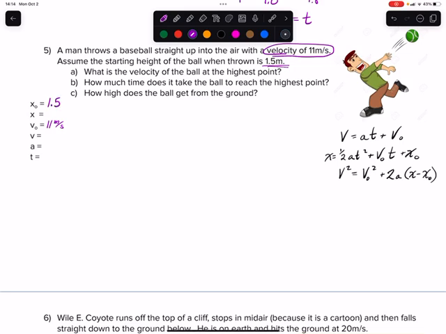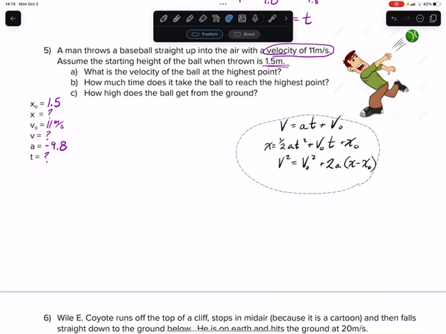It says, what is the velocity of the ball at the highest point? So I'm going to be figuring that out. How much time does it take the ball to reach the highest point? And how high does the ball get from the ground? And my acceleration is always going to be negative 9.8 when I'm on Earth. So be careful, one of these, you're not on Earth. All right, so then once I've done this, I'm going to think about what's happening.